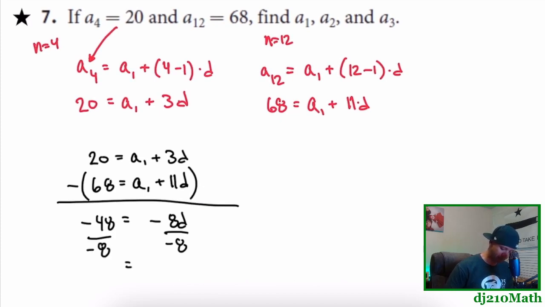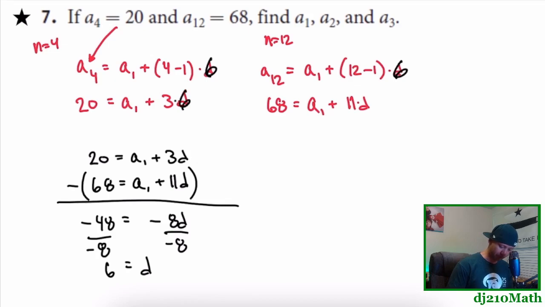D is equal to 6. So we just found that if a sub 4 is 20 and a sub 12 is 68, they're going to be terms in a sequence that has a difference of 6 from one term to the next. With that being said, if we plug that 6 into the original formulas, we can figure out what a sub 1 is. Into either one, it truly doesn't matter which one, so I'm using the one with smaller numbers.